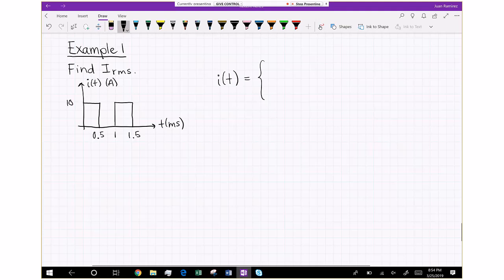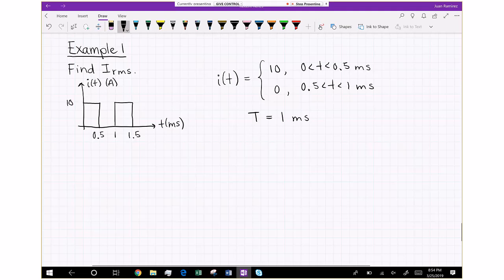We realize that the value of the signal is 10 amps from 0 to 0.5 milliseconds, and then the value of the current is 0 from 0.5 to 1 millisecond. It's pretty clear that the period is going to be 1 millisecond, so after 1 millisecond, it repeats that same pattern.